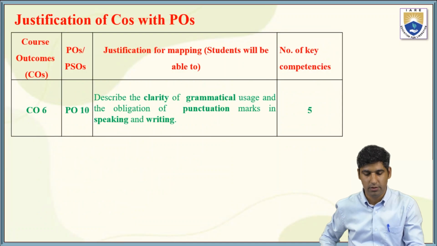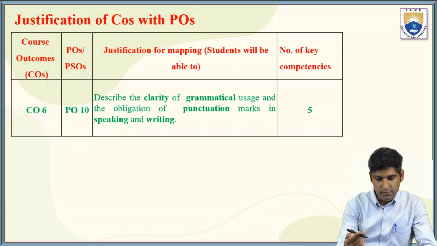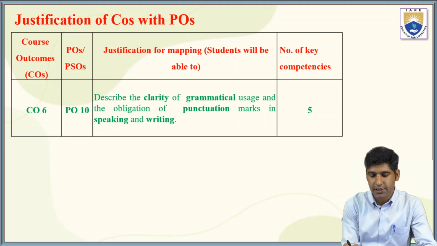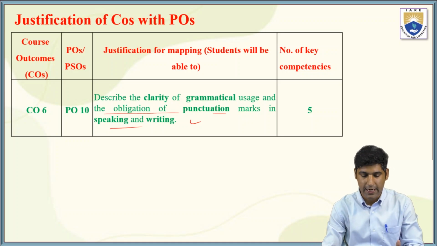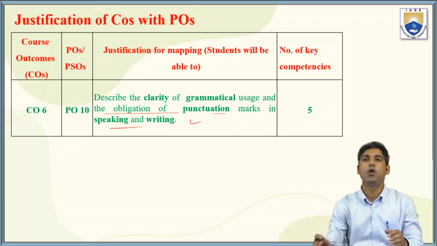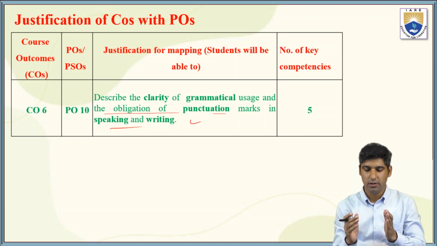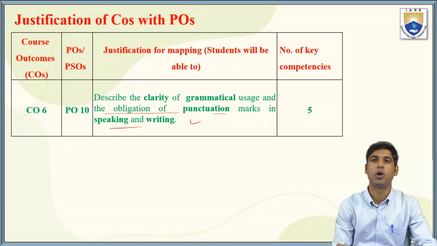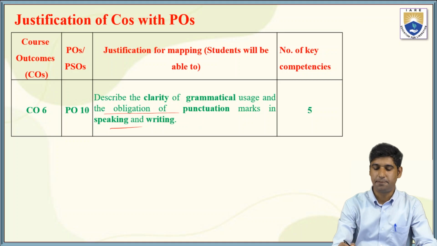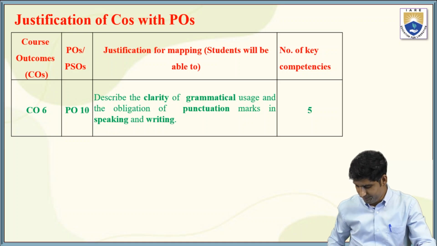Then we have the justification of COs with POs. Describe the clarity of grammatical usage and the obligation of punctuation marks in speaking and writing. This course outcome makes you able to describe the clarity of grammatical usage and the obligation of punctuation marks. You can use grammatical structure and punctuation in speaking and writing. That's what your program outcome is, to make you good at speaking and writing. So this is how your course outcome is aligned with your program outcome.